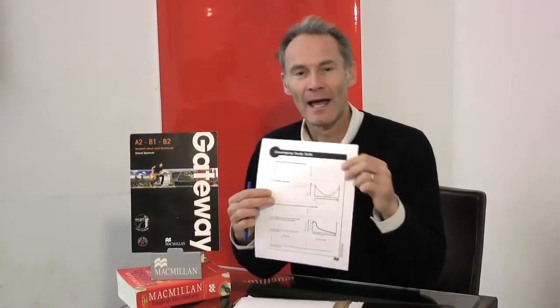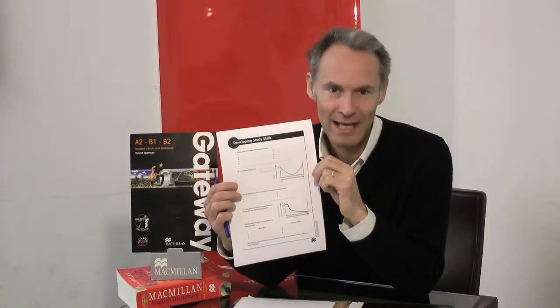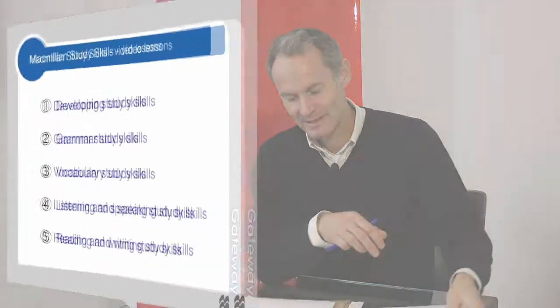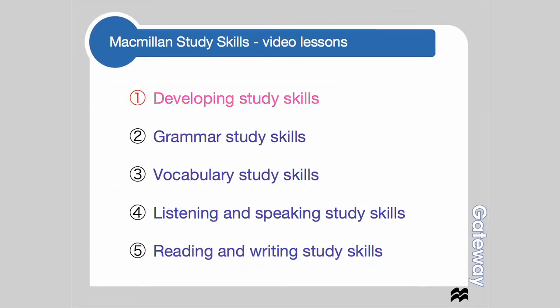There are 5 video lessons in this series, and each video lesson has a PDF worksheet which you can download from the Mondadori website. The 5 video lessons are developing study skills, grammar study skills, vocabulary study skills, listening and speaking study skills and reading and writing study skills. Let's take a look at the first one.